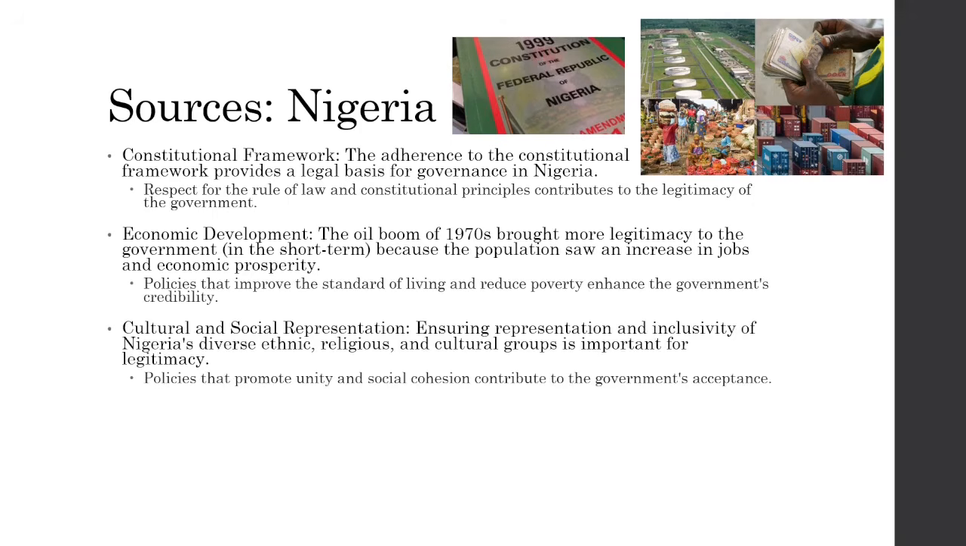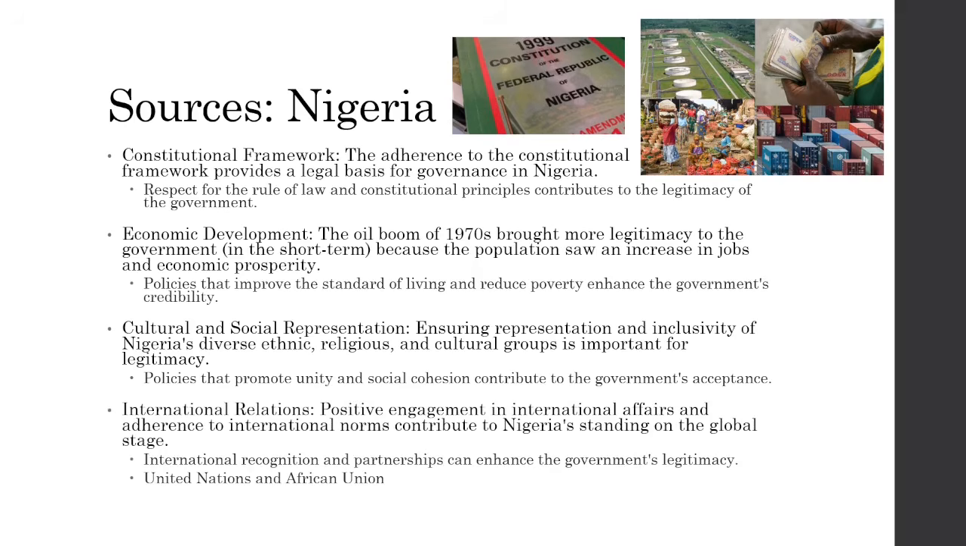Yay. There's also cultural and social representation. This is particularly due to its federal structure. And this ensures representation and inclusivity of Nigeria's diverse ethnic, religious, and cultural groups that is so important for legitimacy. Policies that promote unity and social cohesion contribute to the government's acceptance. If people believe that their culture and their culture's ideologies and identity are being represented in government, they're going to believe the government's being run well.